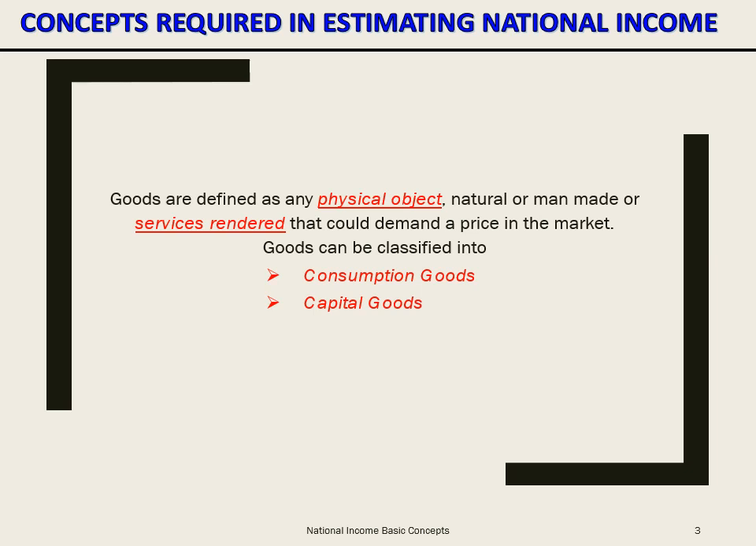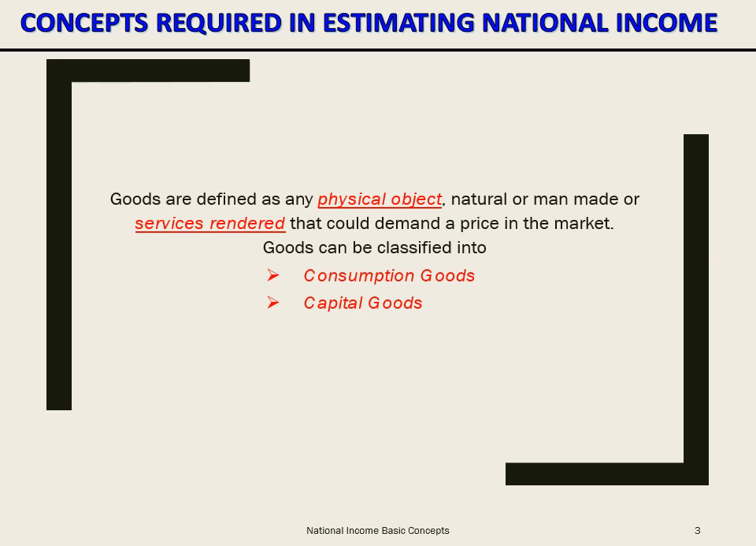But when we talk about economics and use the term goods there, it doesn't cover only physical objects but also the services, as services rendered by your teacher, services rendered by a doctor, a physician, they all are a part of goods. Now these goods are further classified as consumption goods and capital goods.